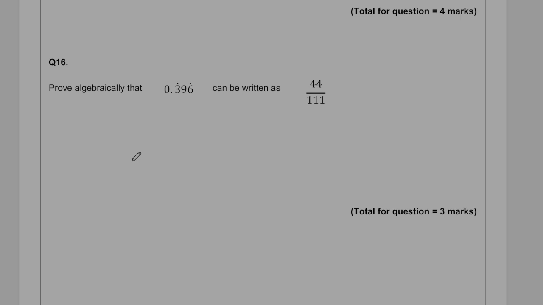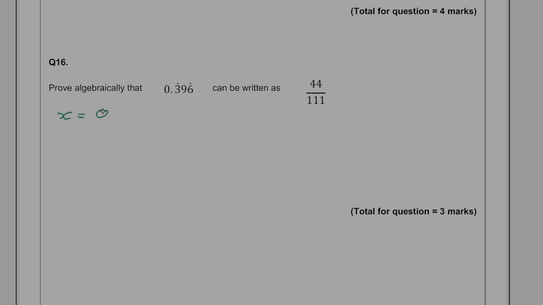Question 16, prove that 0.396 recurring can be written as 44 over 111. So to prove this algebraically, I'm going to start by saying that x is equal to the original number, 0.396 recurring. I'm going to times it by 1,000 because that will get my decimal digits repeating.